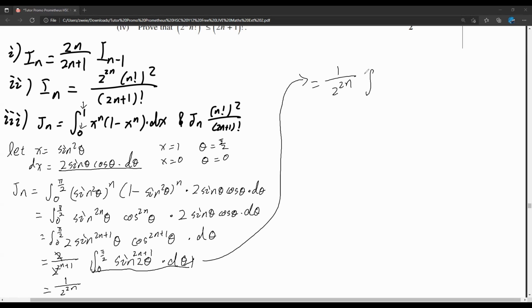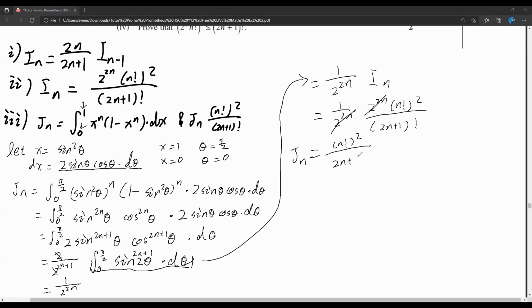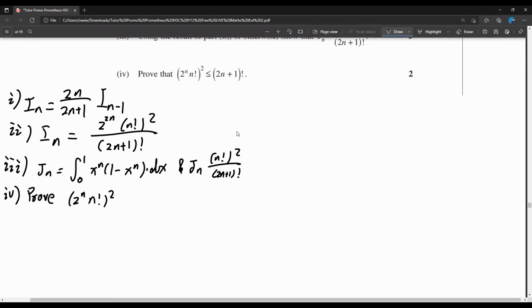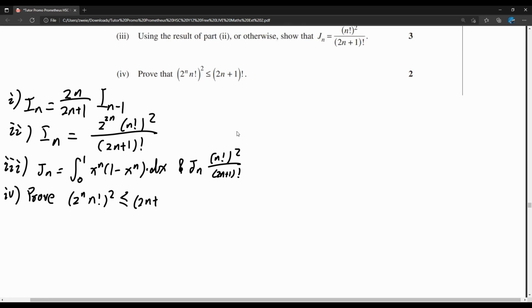integrate, well, don't need my integral sign over here, my In. And I have proved that my In is essentially equal to 2 to the power of 2n, n factorial squared over 2n plus 1 factorial. Okay, 2 to the power of 2n and 2 to the power of 2n cross out, and I know my Jn is essentially just equal to n factorial squared over 2n plus 1 factorial.